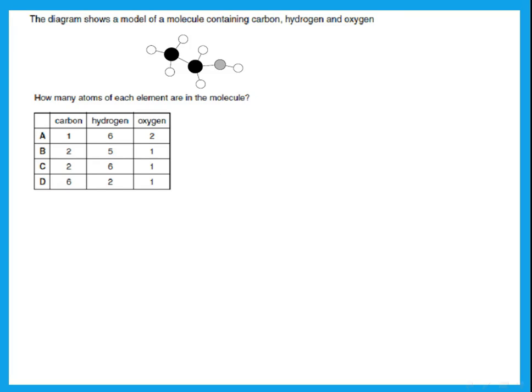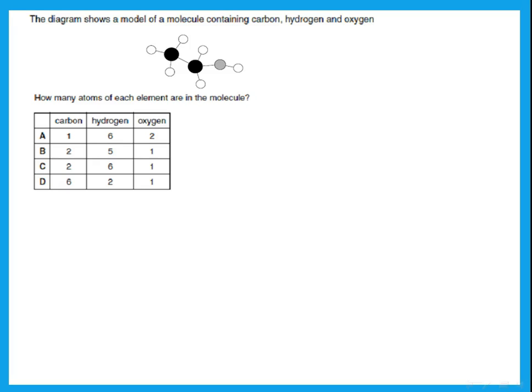The diagram shows a model of a molecule containing carbon, hydrogen, and oxygen. How many atoms of each element are in the molecule? Okay, how do we know that? Carbon, which of these is carbon? Remember that carbon is in group 4, that means it needs 4 more electrons to have a full outer shell, and that means it will make 4 bonds. So the circles, which are big and dark black, have 4 bonds coming out of them. That means we have how many carbons? 2 carbons.